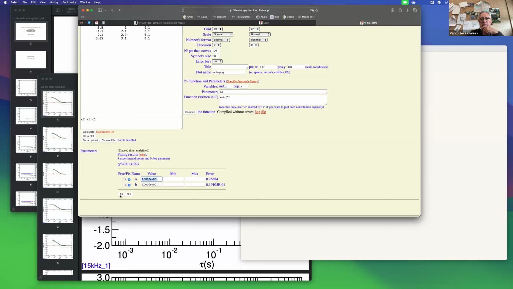If you fit, it will try to find the values of the parameters, A and B, that minimize the chi-square. I'm not sure if you ever talked about the least square minimization or the minimization of the least squares.